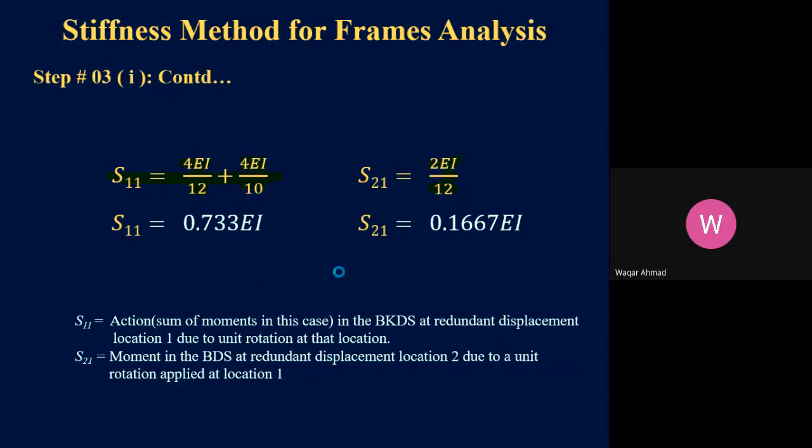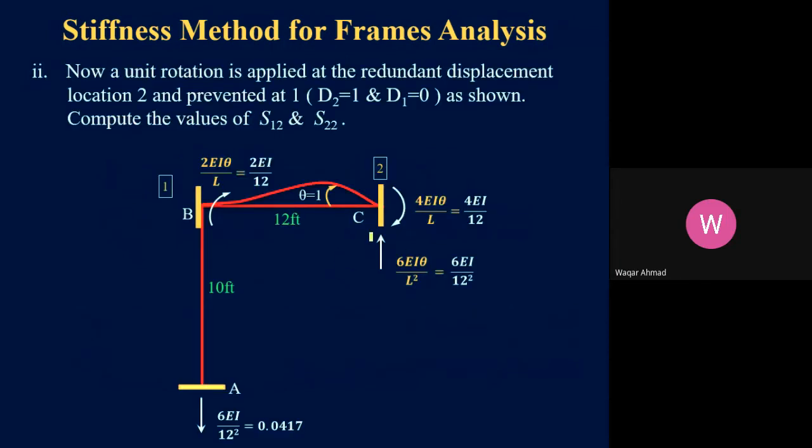Now in the next step, we are going to apply a unit displacement at location number 2, at coordinate number 2. So now I apply a clockwise rotation at coordinate 2, and due to this rotation, the fixed end actions at the near end and at the far end are shown here. At the near end, we have 4EI theta over L, and at the far end, we have 2EI theta over L. And similarly, these are the reactions.